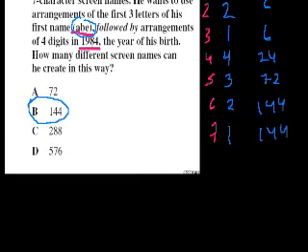Next problem. Copied it, and now I'm pasting it.